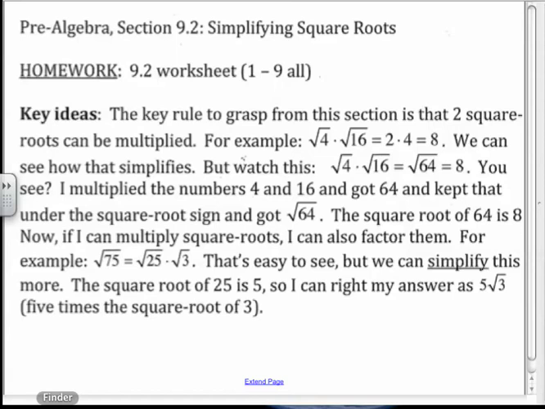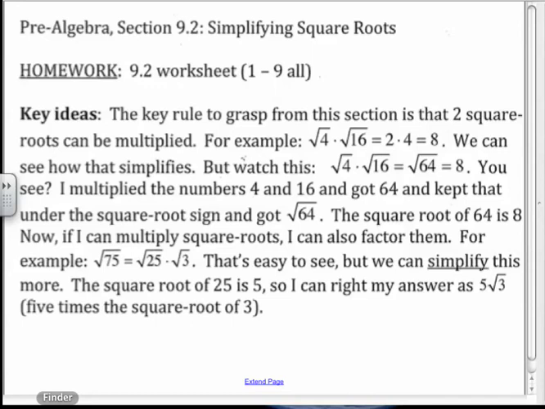If we have 10 over 6, we have to simplify that to 5 over 3, and if we have square root 75, we need to change that. There's a way that we can simplify it, and that's what we're going to talk about today. Okay, so I'm going to read through this first part, and it says, the key rule to grasp from this section is that two square roots can be multiplied.